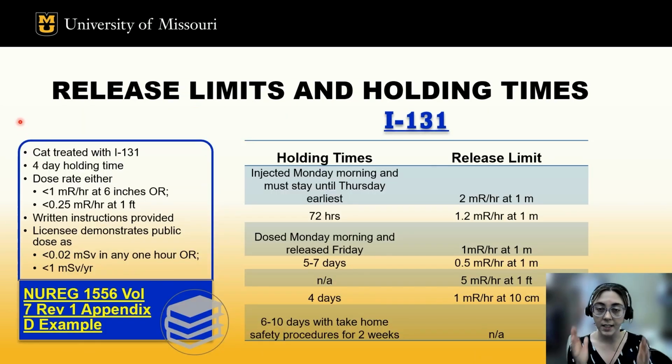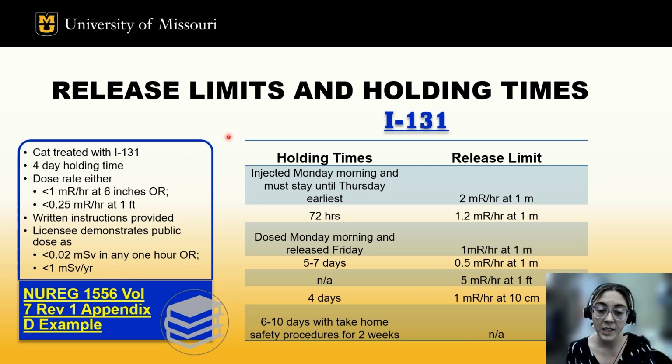So here's an example of taking the guidance documents and then comparing it to my survey results. Based off of the results, one of the most common procedures used at all the institutions was I-131 in felines. In NUREG 1556, Volume 7, we have this example of a cat being treated with I-131, and they recommend a holding time of 4 days, and that the dose rate either be 1 millirem per hour at 6 inches or 0.25 millirem per hour at 1 foot. They recommend written instructions be provided, and that the licensee must demonstrate that the dose to the public from exposure to this patient would be 0.02 millisieverts in any 1 hour or 1 millisievert per year.